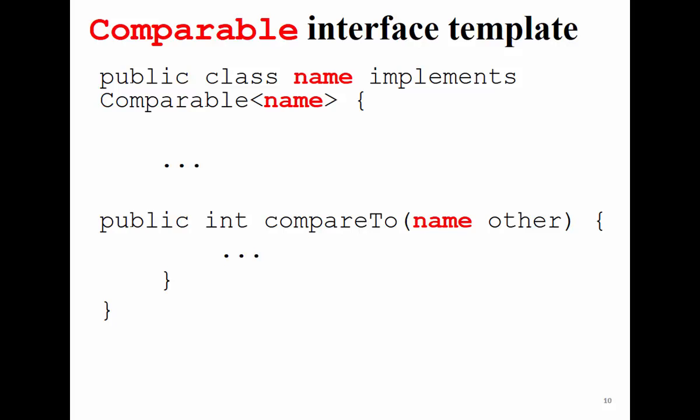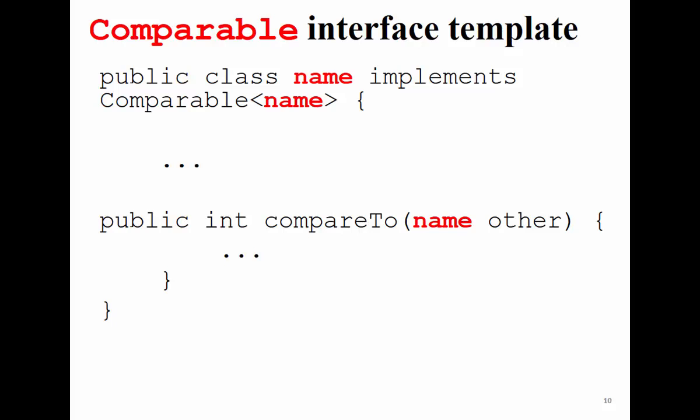We have a public class, and in red, we have the name of the class, whatever the name of your class. We mention that this class is going to implement an interface, the Comparable interface, and between the angle brackets, we give the same name of the class. And inside the body of our class, we provide this method. We give the same signature: public int compareTo, and we give the parameter name others.